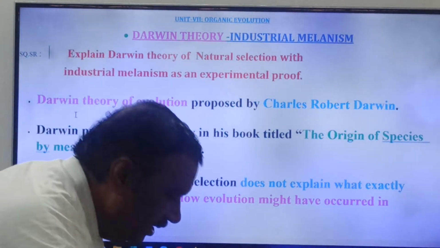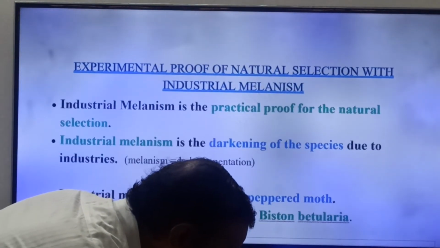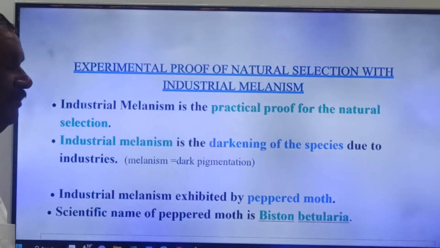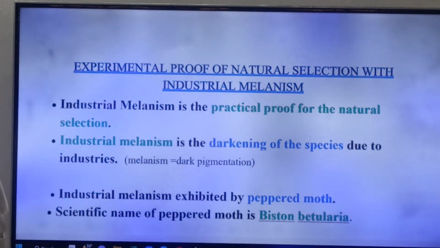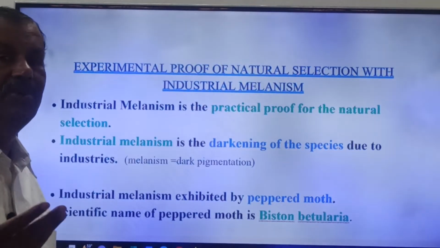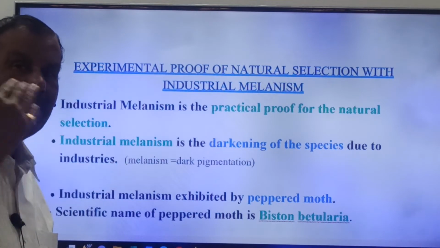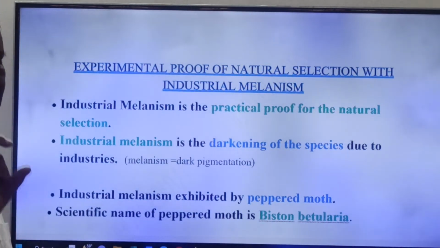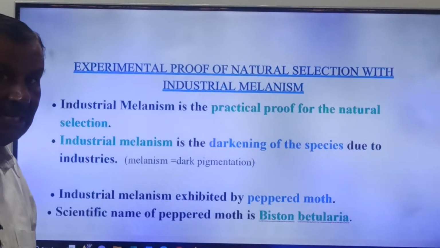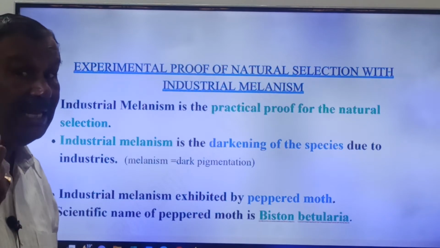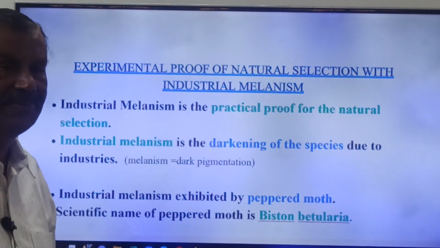Okay, friends. Now come to our question: experimental proof of natural selection with industrial melanism. Friends, here first you know what is industrial revolution, what happened earlier to industrial revolution. See, friends, industrial melanism: industrial means formation of industries. Melanism means black color, melanin, friends.